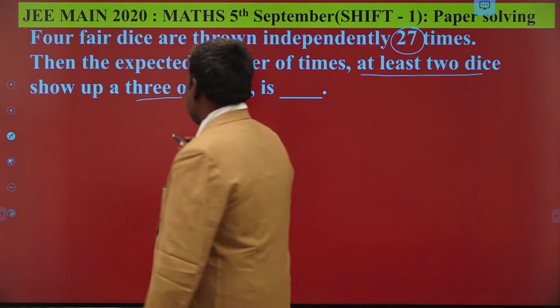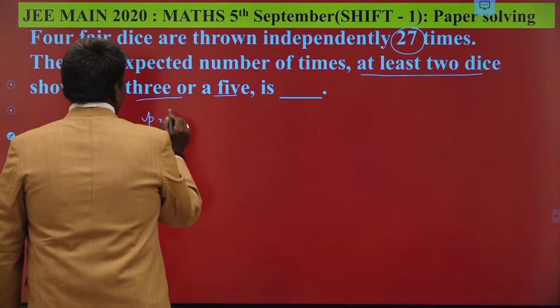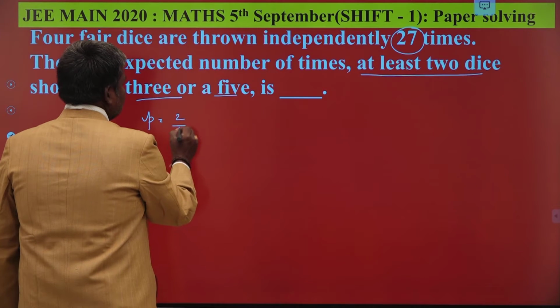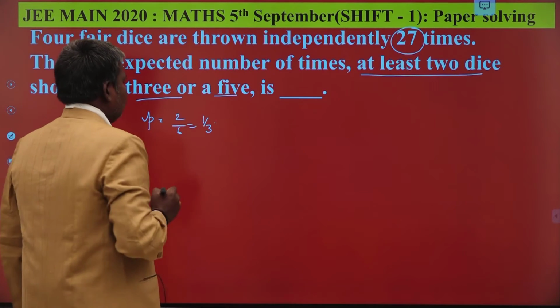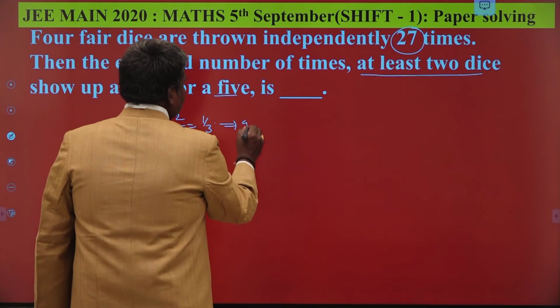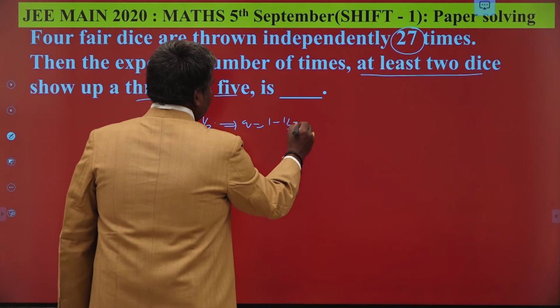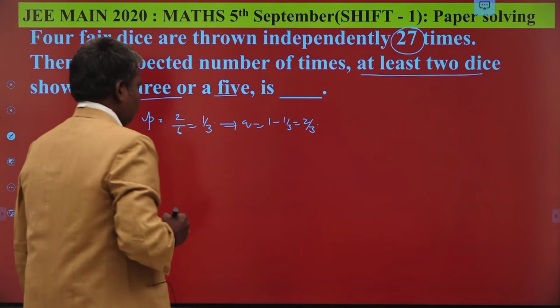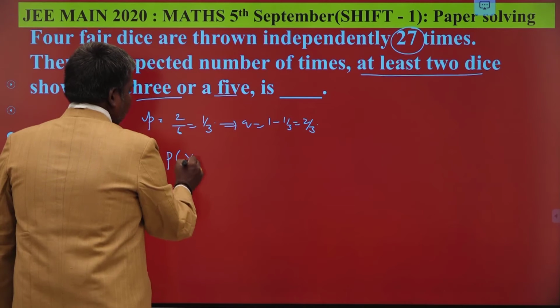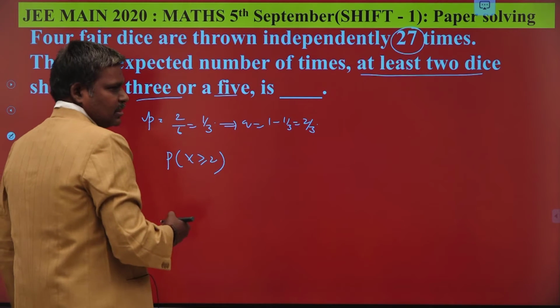What is the probability of getting 3 or 5 when a die is thrown? That is 2 by 6, we mean 1 by 3. P is equal to 1 by 3. What about Q now? Q is equal to 1 minus 1 by 3. It is nothing but 2 by 3. What we want, first of all, we have to find out P of x greater than or equal to 2 successes.